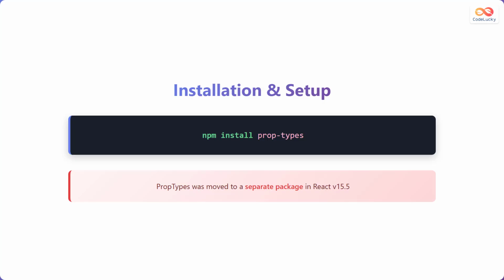To start using PropTypes, you'll need to install it as a separate package. Open your terminal and run the command npm install PropTypes. Keep in mind that PropTypes was moved to a separate package starting from React version 15.5.